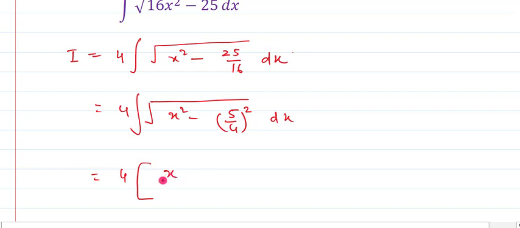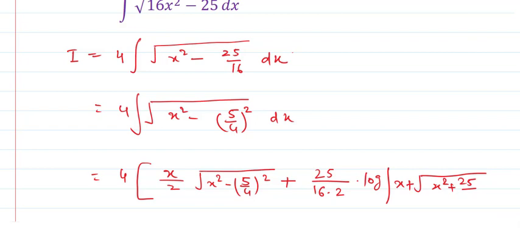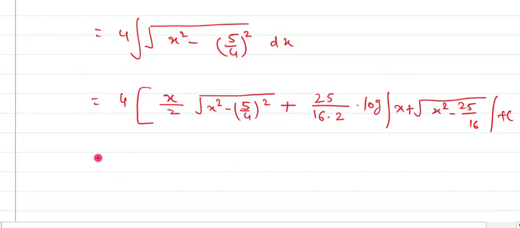This is 4 into x upon 2 into square root of the same term, that is x square minus 5 upon 4 whole square, plus a square upon 2, that is 25 upon 16 upon 2, into log x plus square root of x square plus 25, it is minus not plus, minus 25 upon 16, plus c. So let us simplify it further.